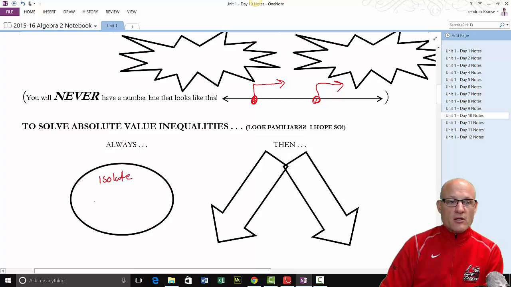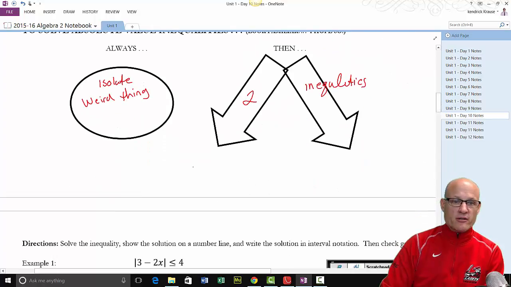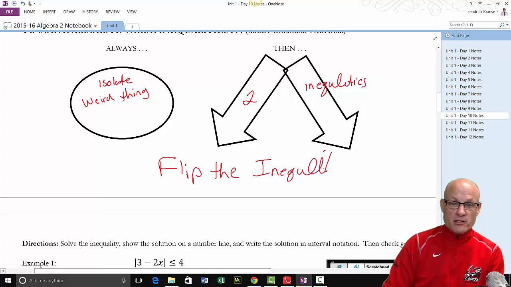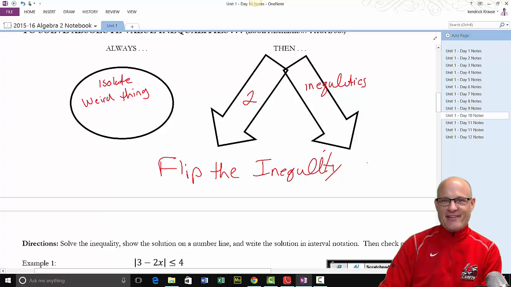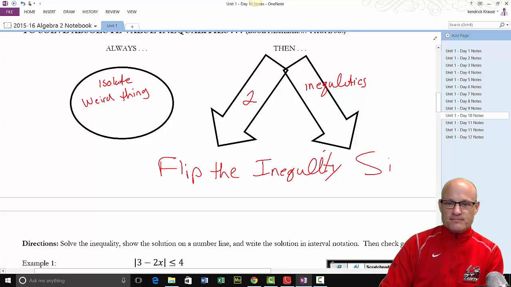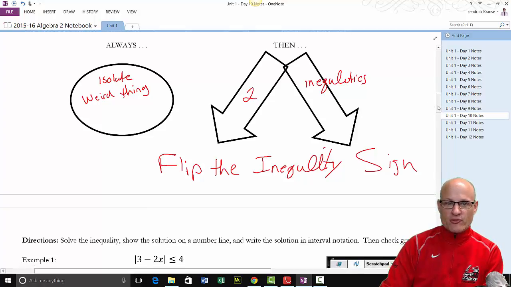isolate the absolute value thing. Then we're going to split it into two equations, two inequalities. But we've got to remember to flip the inequality sign.